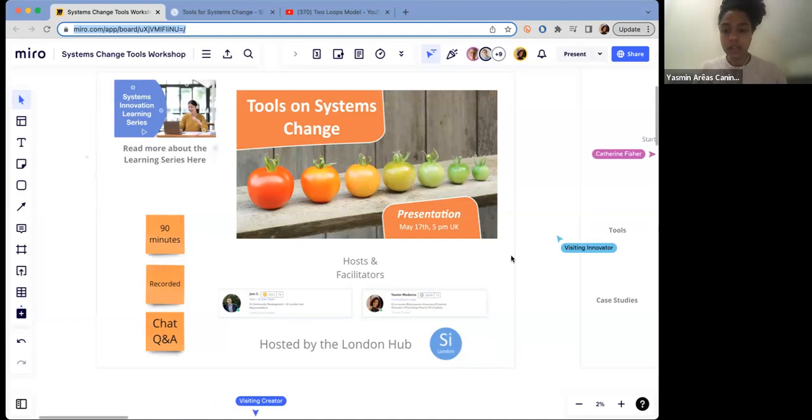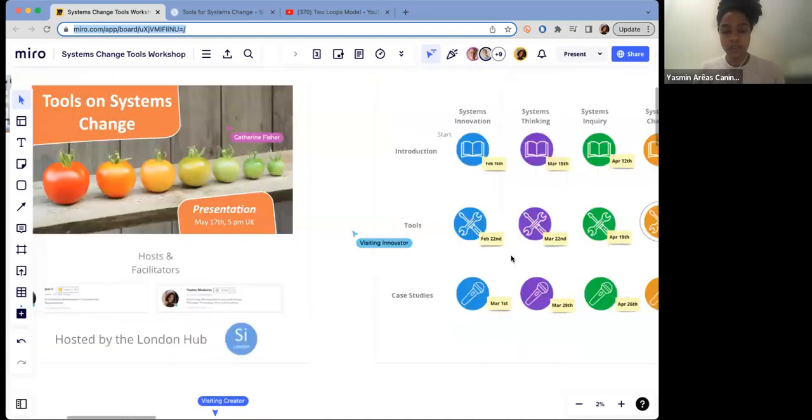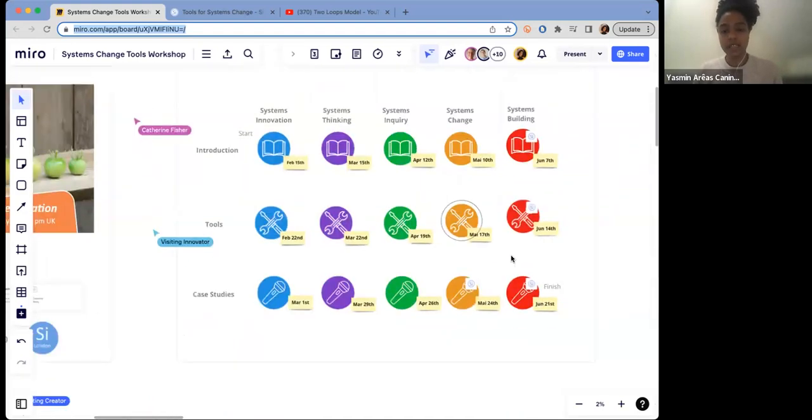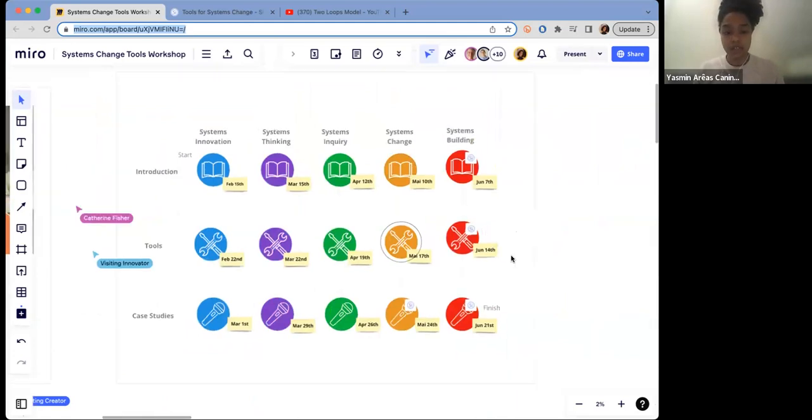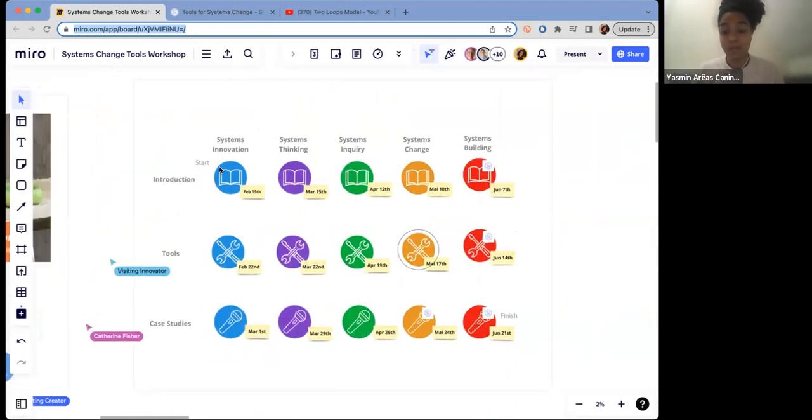So, as I said, this is part of the learning series that the SI London Hub organized in February, the first session. And now we are here on the second session of the systems change module. We're going to talk about tools and how we can visualize some of the ideas that we started talking about in our introduction in our last session.